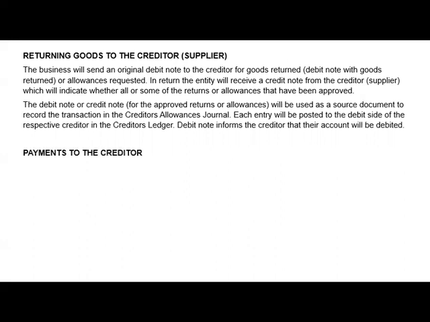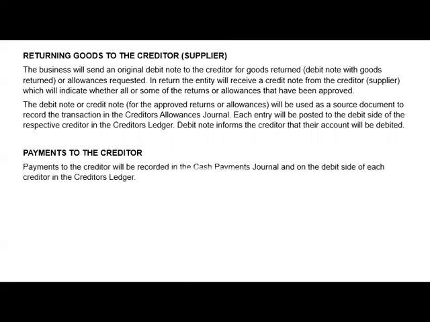When we make payments to the creditor, the payments to the creditor will be recorded in the cash payments journal, and the creditor's control will have payments as well as discount received, and it will be recorded on the debit side of each creditor in the creditor's ledger. Okay, now how do we record the transactions from the supplier side?